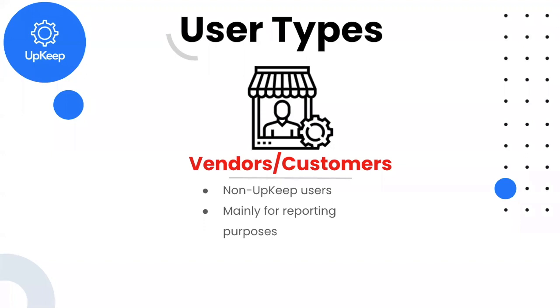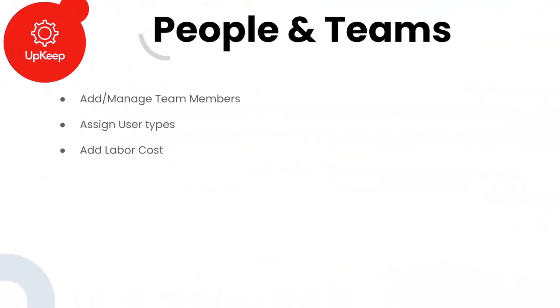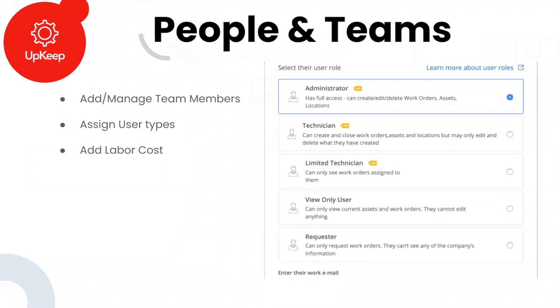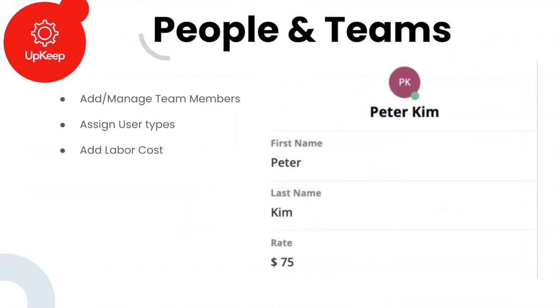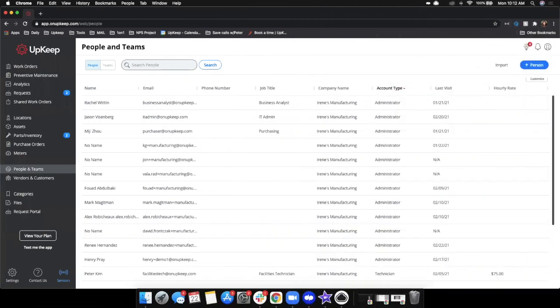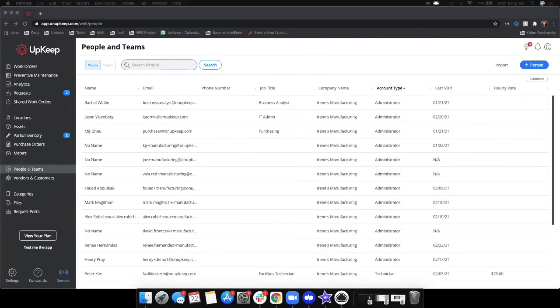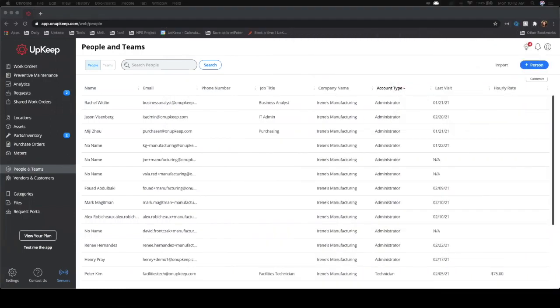As an admin, the People and Team section is where you'll add and manage your team members, assign user types for each one, and you can even assign labor rates. So let's go ahead and dive into the web application to see how this looks. Now let's head to the People and Teams tab.